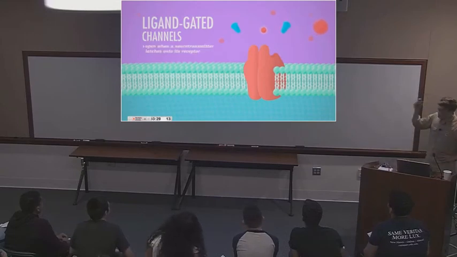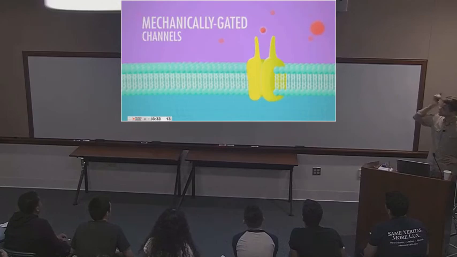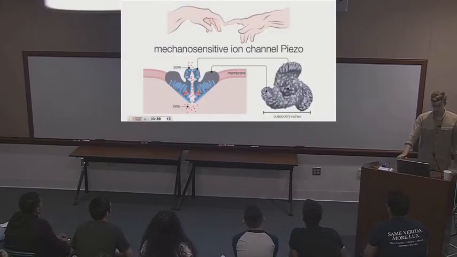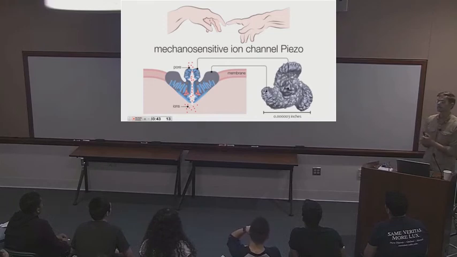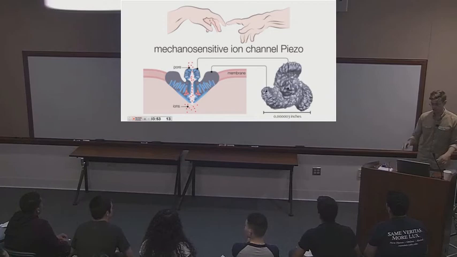Ligand-gated channels are activated by ligand, for example, chili or menthol. And also there are mechanically activated ion channels, which are activated directly by force. So when we touch, we first activate those mechanosensitive ion channels in your skin, which then activate a bunch of other voltage-gated channels, and this creates action potentials which go to your brain.